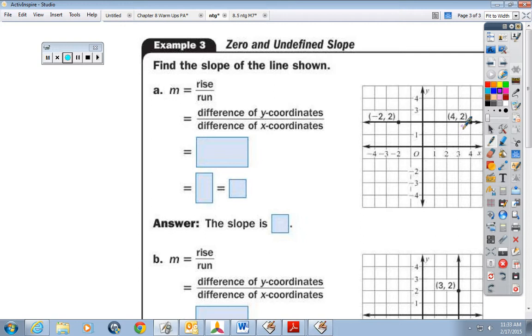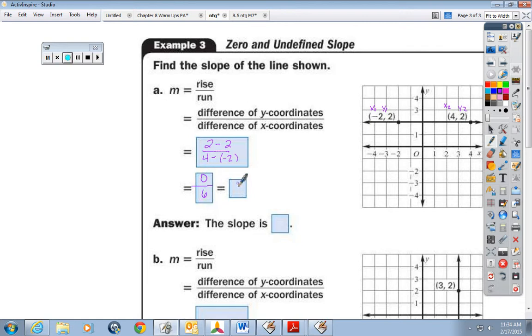Okay, now if you need to visually see the formula in action, x1, y1, x2, y2. I'm going to use my formula. y2, which is 2, minus y1, which is 2, over x2, which is 4, minus x1, which is -2. What's 2 minus 2? 0. What's 4 minus -2? 6. What's 0 divided by 6? 0. The slope is 0. Does that make sense?